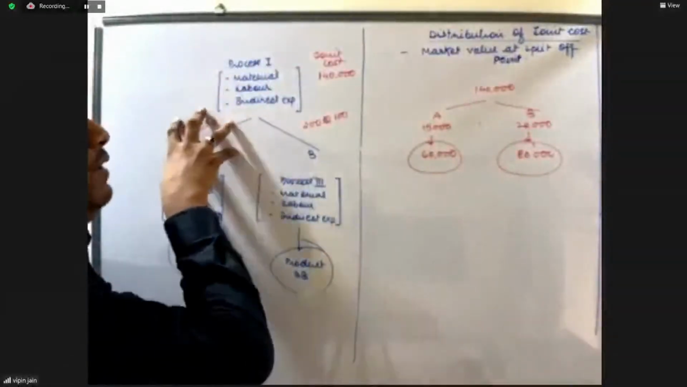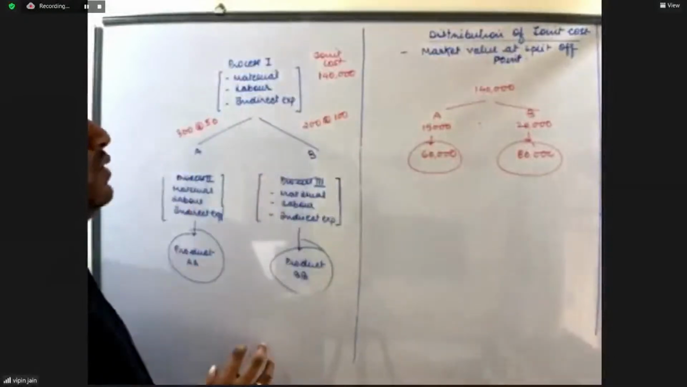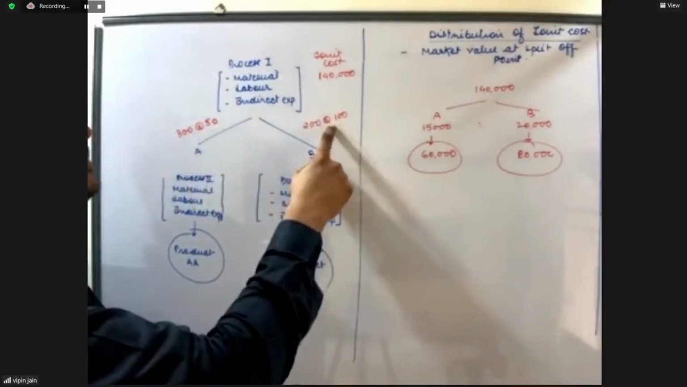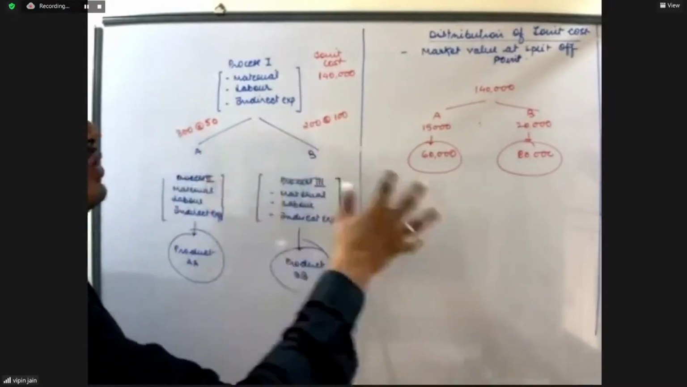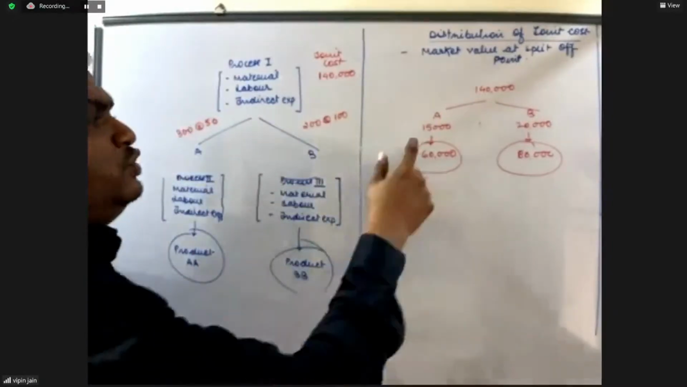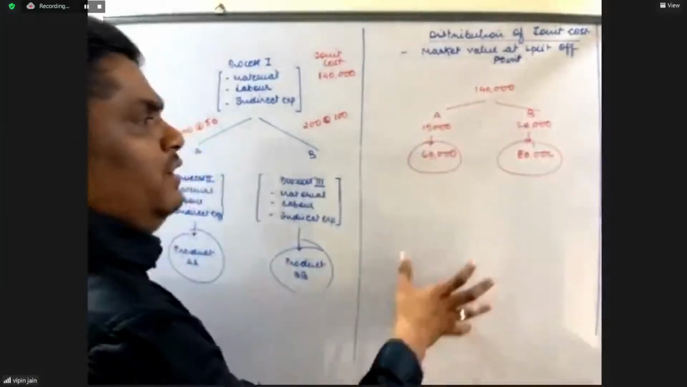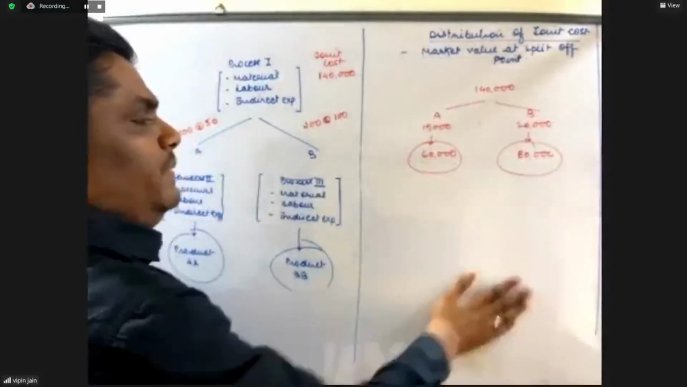Two products emerge, product A and product B. Product A can be sold at the rate of rupees 50 per unit and B can be sold at the rate of 100 per unit. So herein, the ratio of distribution will be 15,000 is to 20,000. That is the market value at split off point. So this is how the joint cost will be distributed.